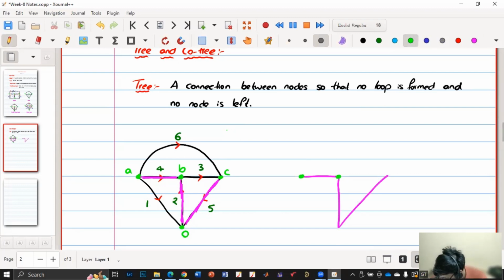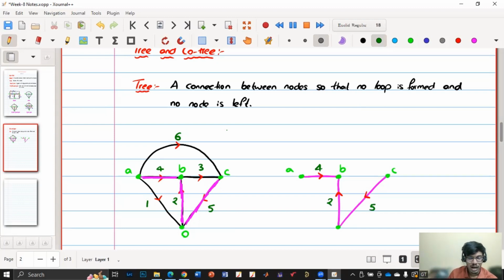I will use different colors for different notation so that you will understand. When I'm writing a green dot, it means the node, and whenever I'm using black or purple color, it is the branch, and red color is the current direction, and dark green is the branch name. So we'll follow the same thing so that it will be easy for you to understand.